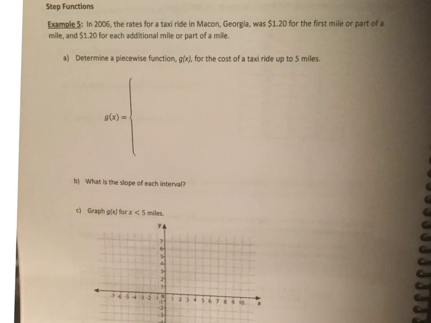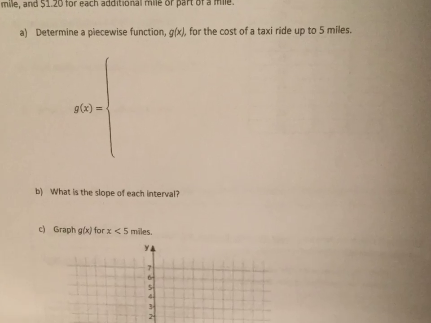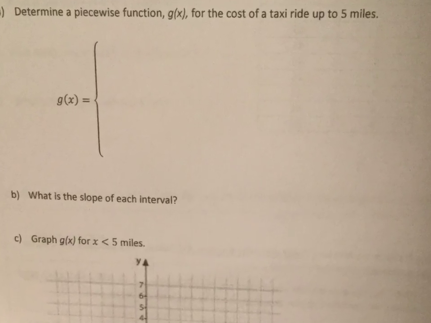Example 5. In 2016, the rates for a taxi ride in Macon, Georgia were $1.20 for the first mile or part of a mile and $1.20 for each additional mile or part of a mile. Determine a piecewise function, g of x, for the cost of a taxi ride up to 5 miles. So we need to come up with a piecewise function.